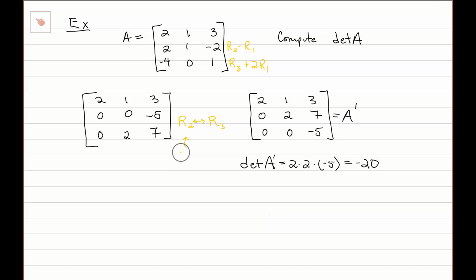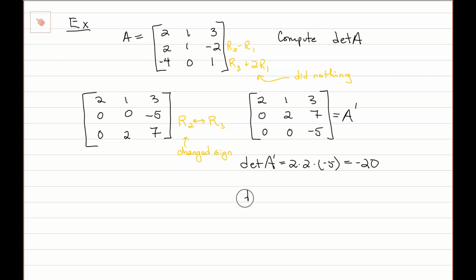So when I did this, I changed signs. And when I did these, since I was adding or subtracting a multiple of one row from or to another, I did nothing. So the determinant of A prime is negative 20. Following through the row operations, I see that I executed a row operation that does affect the determinant, as we discussed above, and it changes its sign.